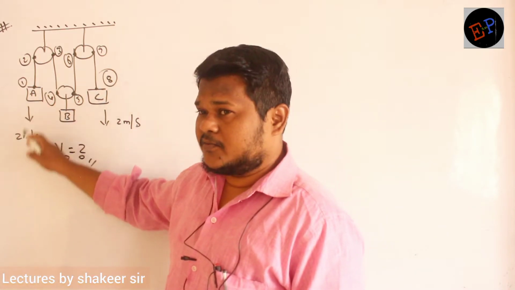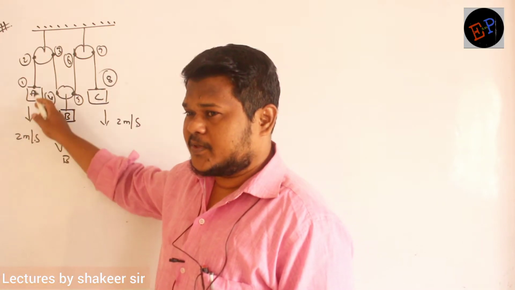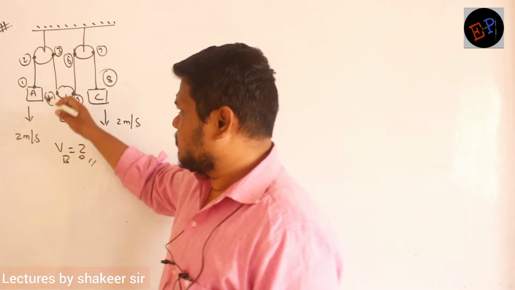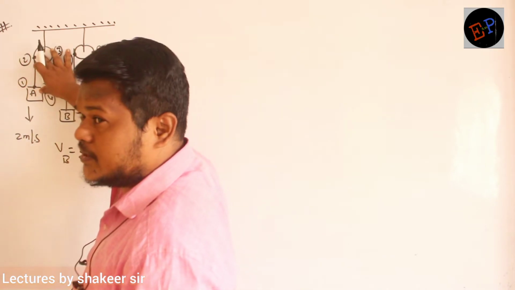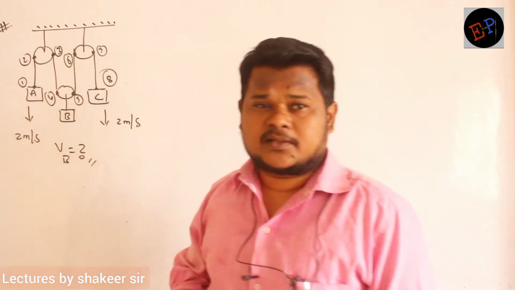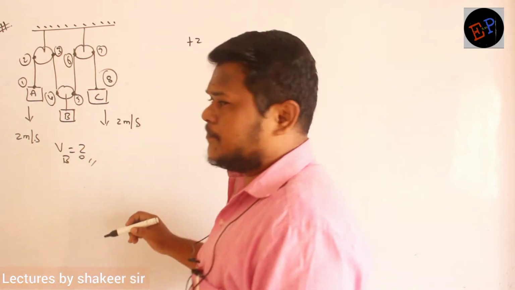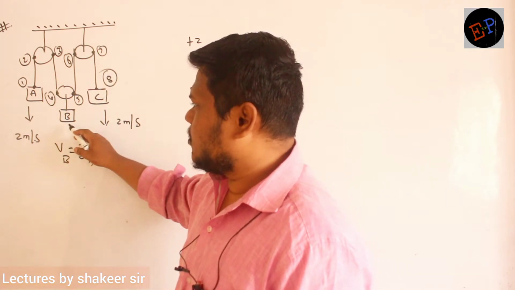This block is coming downwards, no? This point also moves downwards. If this point moves downwards, what happens to the length of this string? Length of the string increases. If length increases, such velocity should be taken positive. So therefore I will take plus 2. Clear? Then what about velocity of block B?